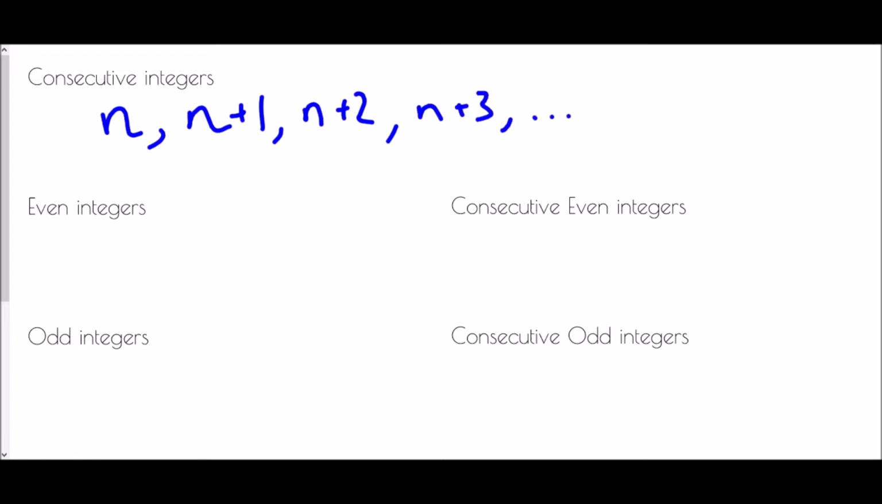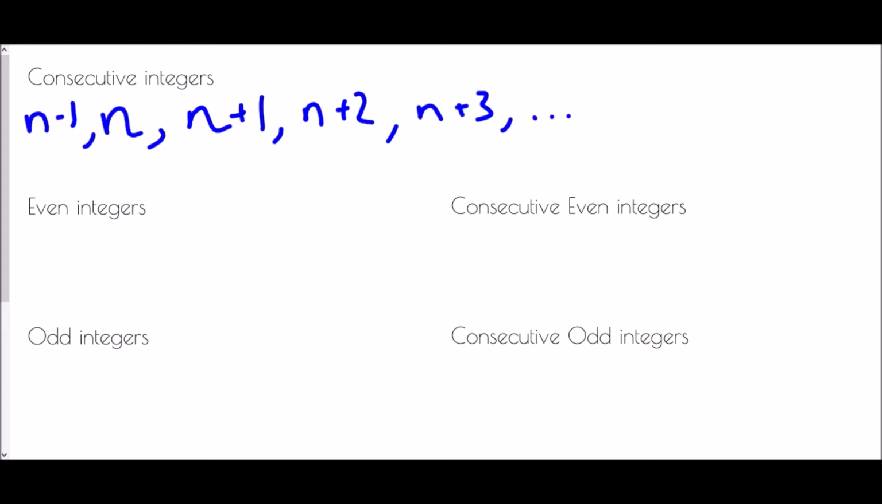But also, we could go backwards. So if we have our first value being n, well, the value previous to that would be n take away 1. And we could go the same backwards. We could keep going into the negatives before that.